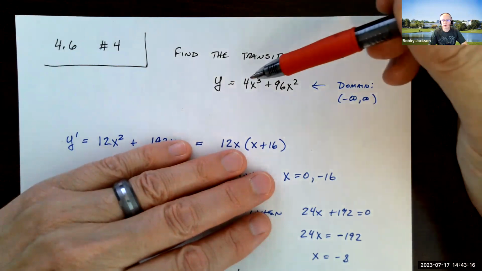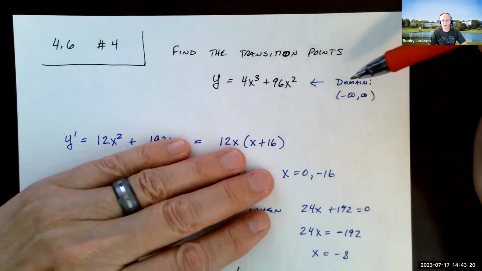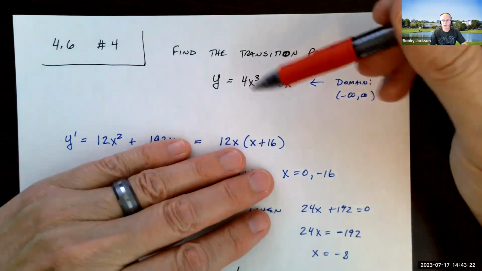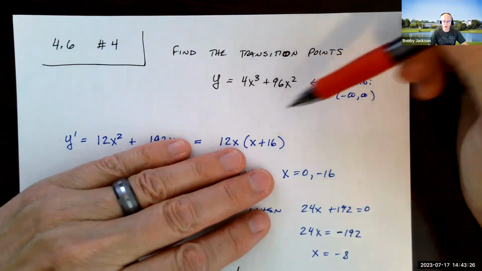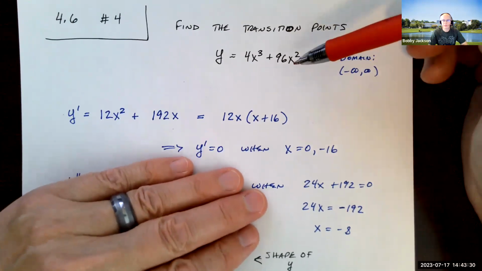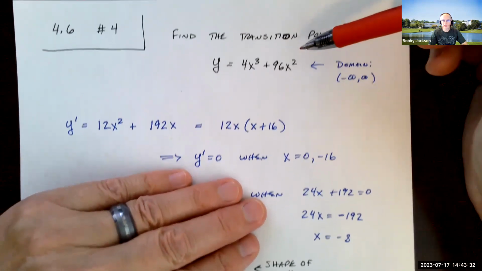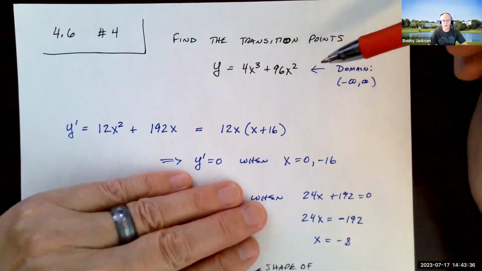Okay, so we're given a polynomial function, which is nice. The domain is all real numbers. There's no holes or breaks, no points of discontinuity, no vertical asymptote. So it's nice to deal with. Okay, so first of all, we can have transition points at local extrema. So how do we find local extrema?